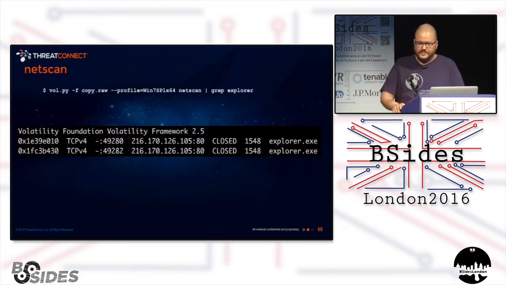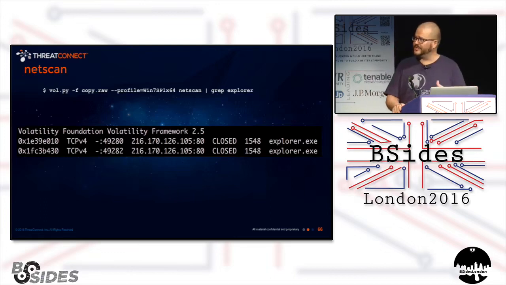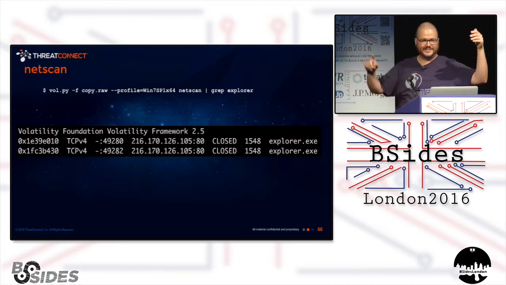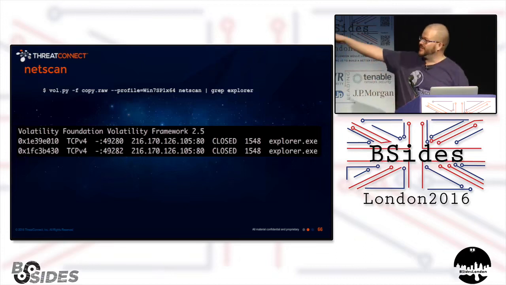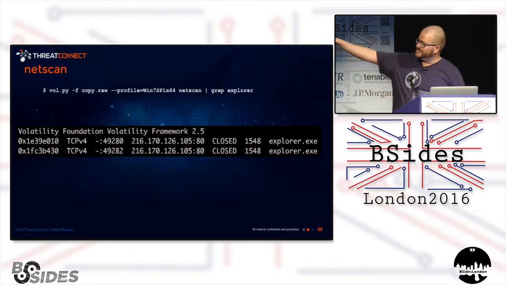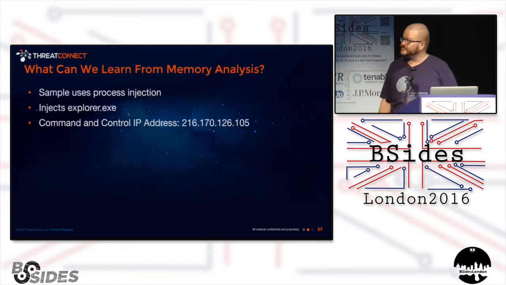Now what I want to do is look at the connections. I can find what outbound network connections were made in that memory image. In the clean image, no network connections. And then all of a sudden, when I clicked on this malware executable, I've got these two connections. And 216.170.126.105, now we have a C2 IP address.